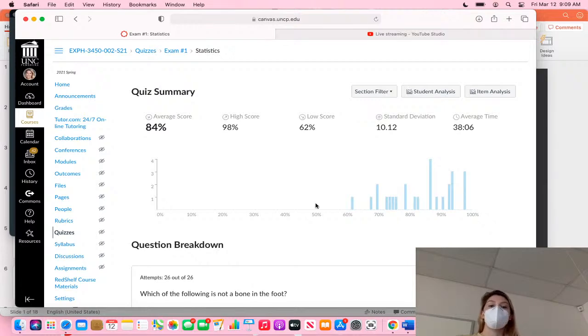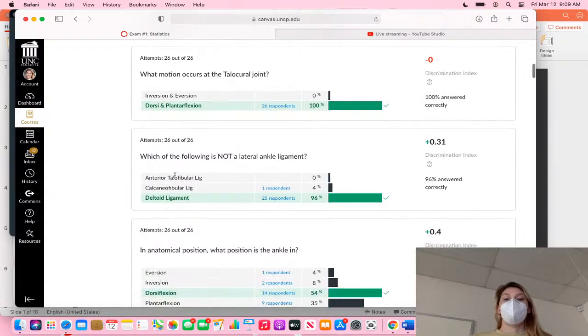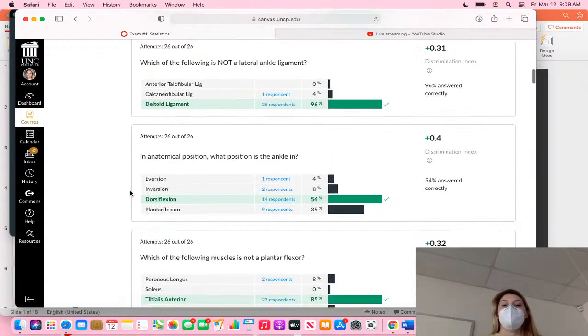So this is the first one that people actually had differing answers on. Which of the following is not a lateral ankle ligament? So we know that anterior talofibular and calcaneofibular are going to be lateral. Deltoid is always the medial, so that one will be correct.